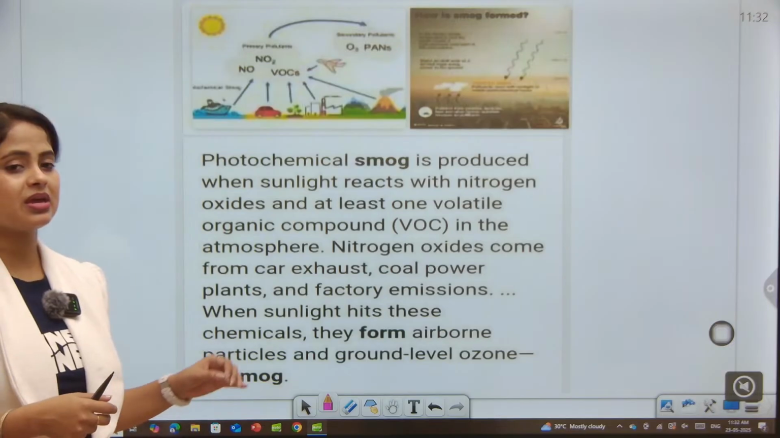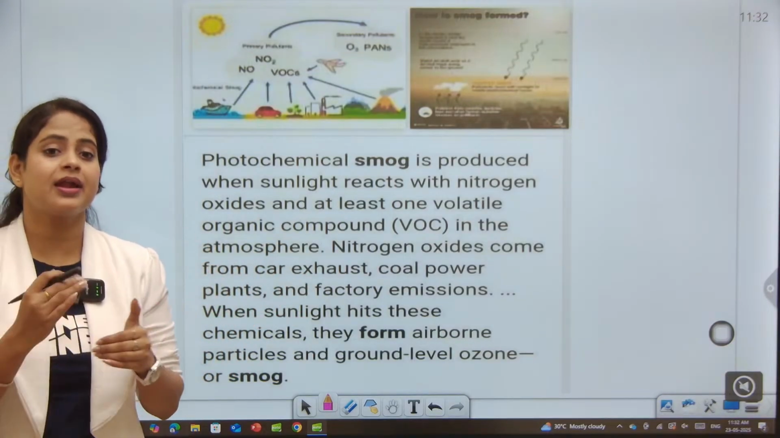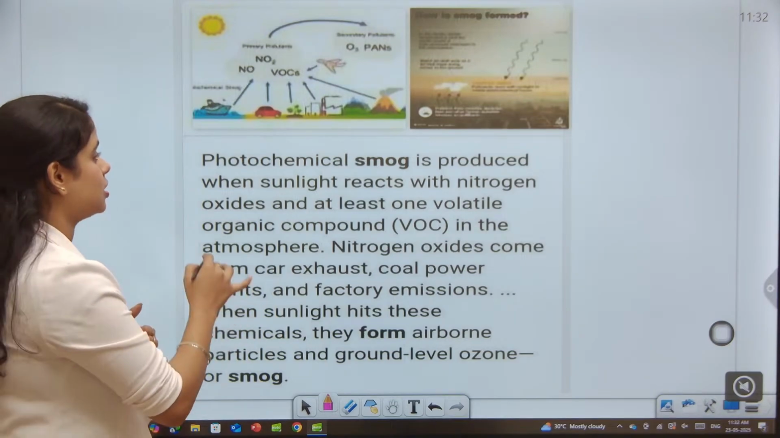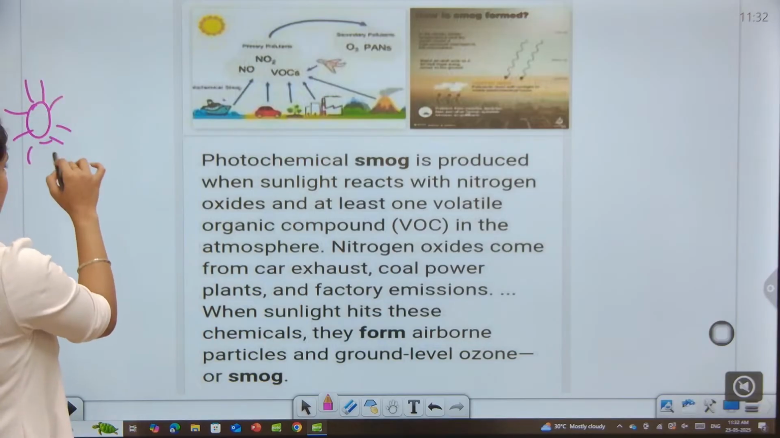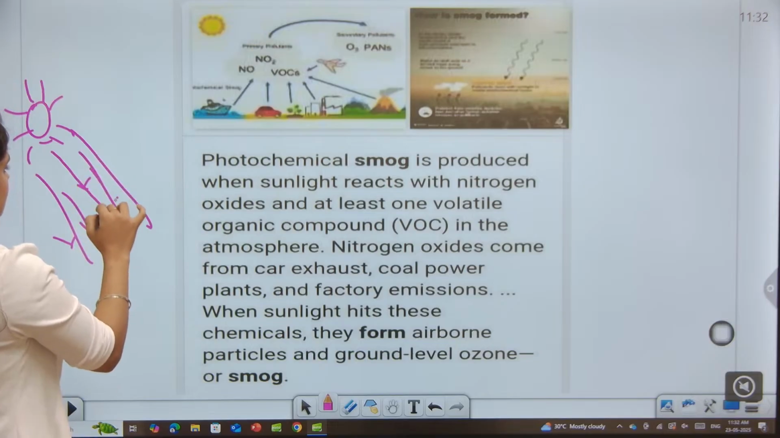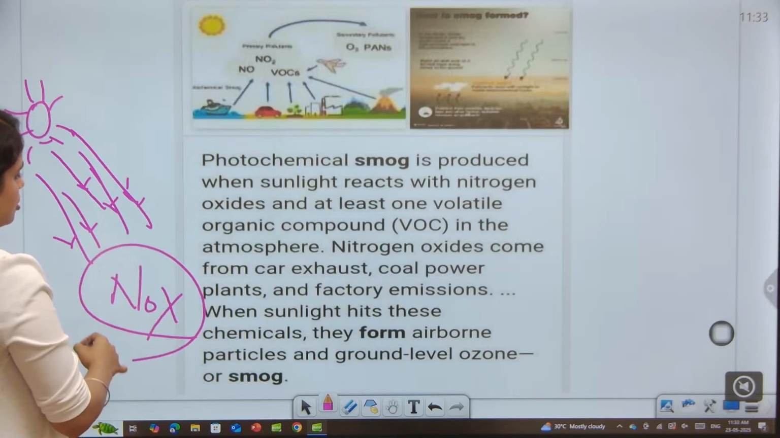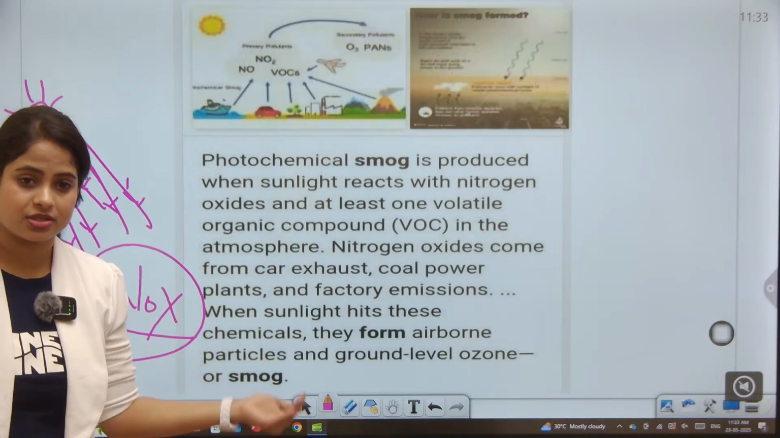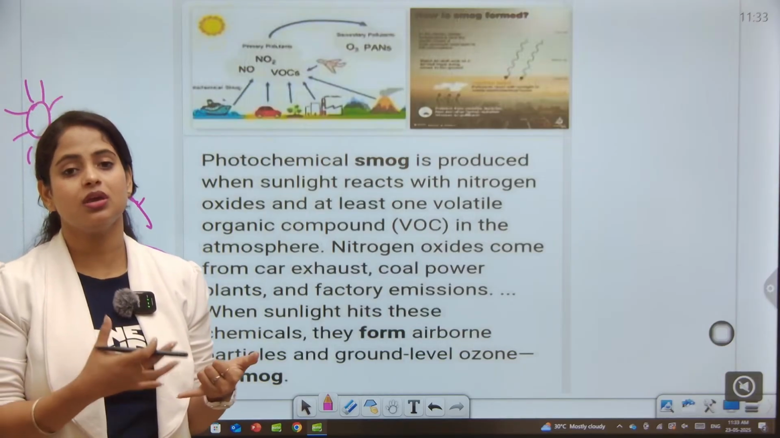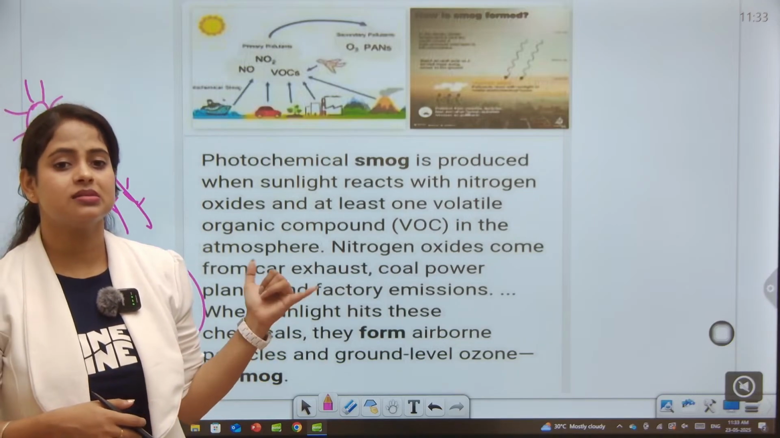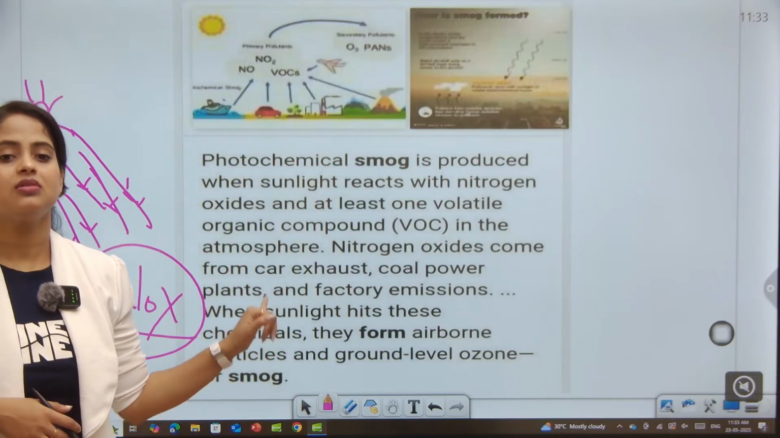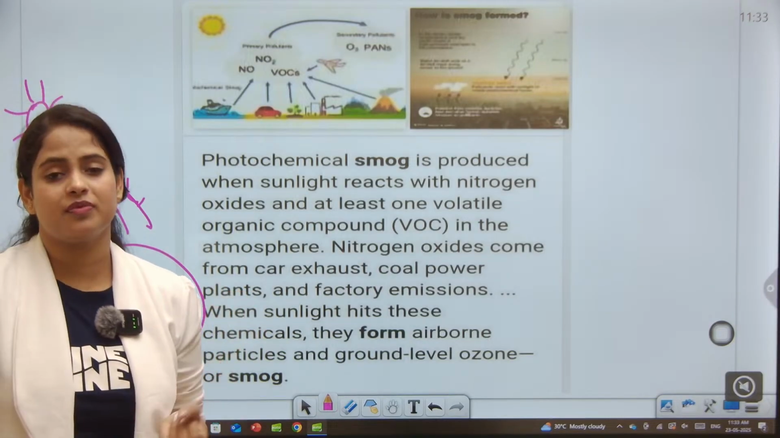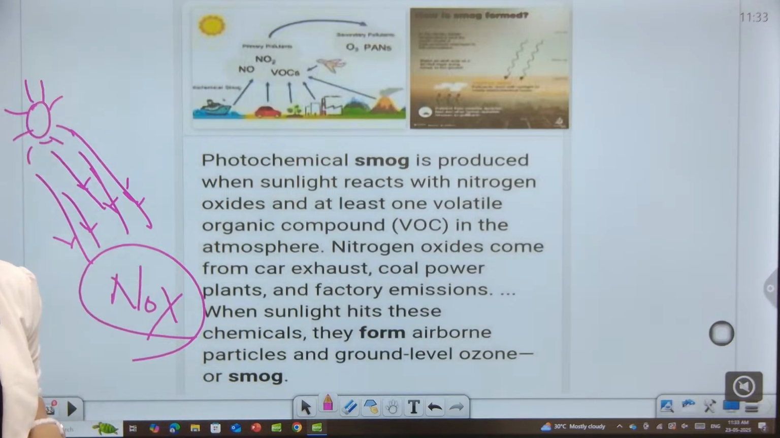See, photochemical smog is produced when sunlight reacts with nitrogen oxides and at least one volatile organic compound in the atmosphere. That means when direct sunlight reaches our environment, it reacts with the nitrogen oxides present and converts into photochemical smog. Nitrogen oxides come from car exhausts, coal power plants and factory emissions. When sunlight heats these chemicals, they form airborne particles and ground level ozone or smog. Clear?